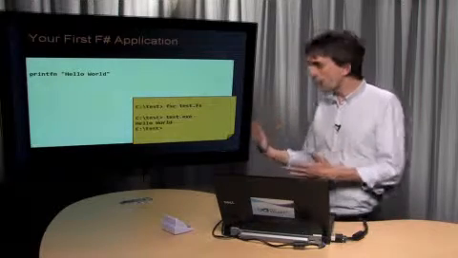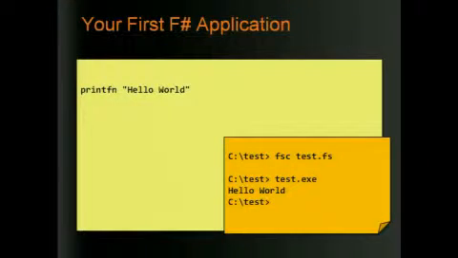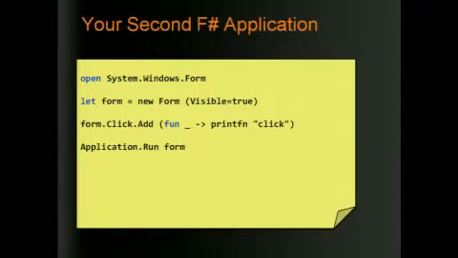You can use this in F# Interactive. We can highlight it and send it across in Visual Studio, or we can just compile it here, get a test.exe, run it and get Hello World. Let's take a look at the next application to show using the .NET libraries and a few idioms. We open System.Windows.Forms. We create ourselves a form and set the visible property to true. And every time the form gets clicked, we add an event handler here, fun, printf, and click.